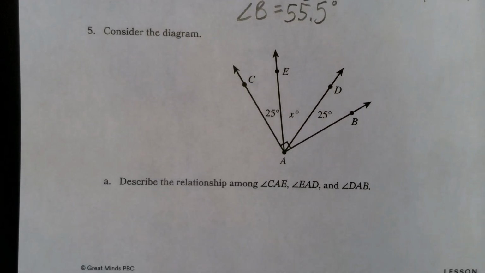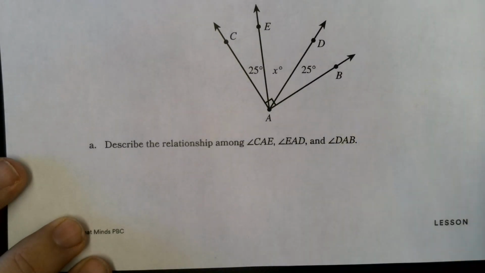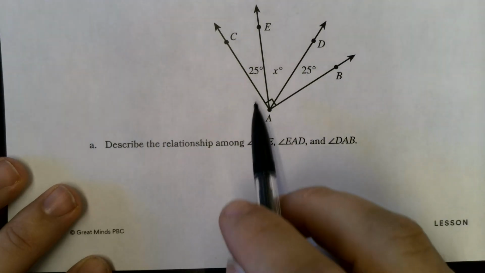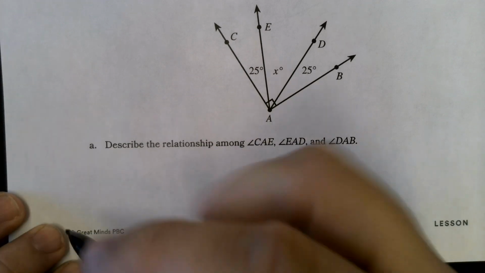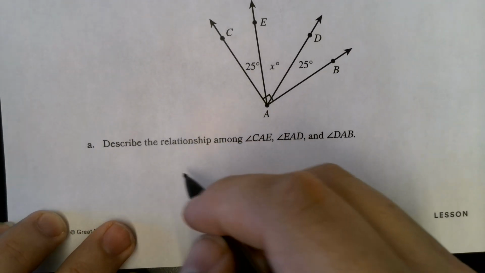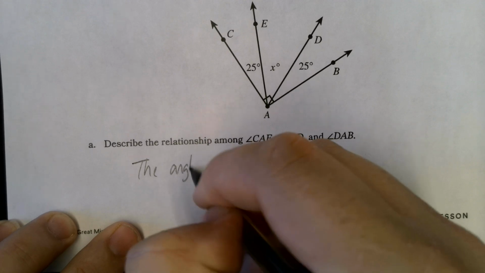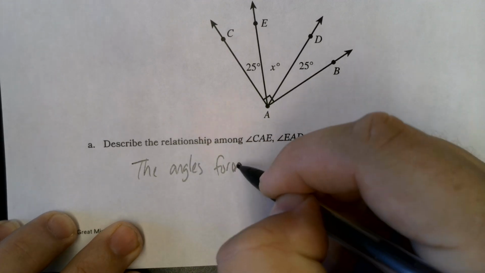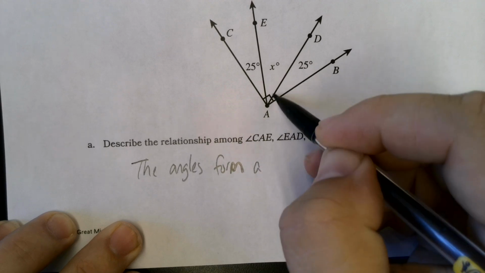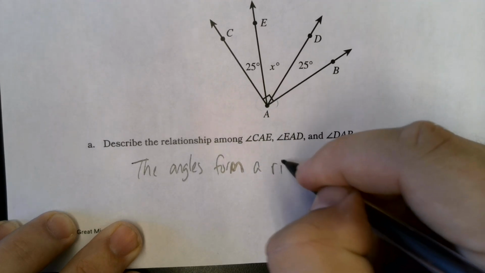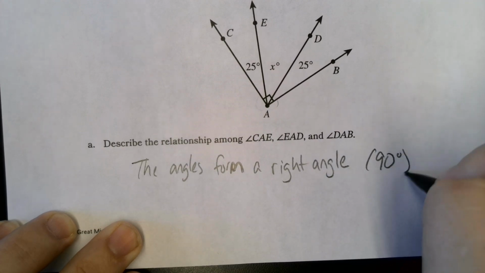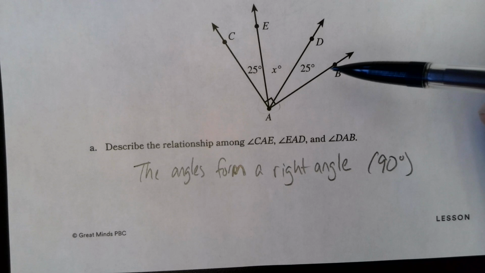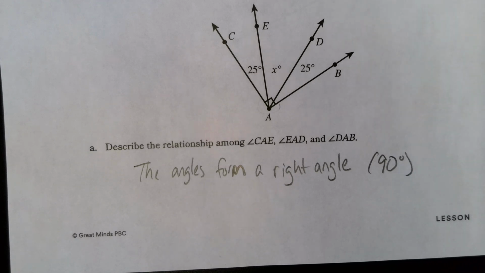For question 5, it wants us to figure out the relationship. First, figure out the relationship for this angle here. Well, they add up to 90 degrees. Look here, we have a box. That box tells us we have a right angle, which is 90 degrees. Right angles are 90 degrees. If you see the box, it's 90 degrees.